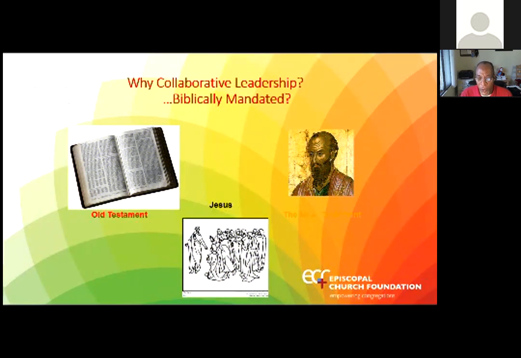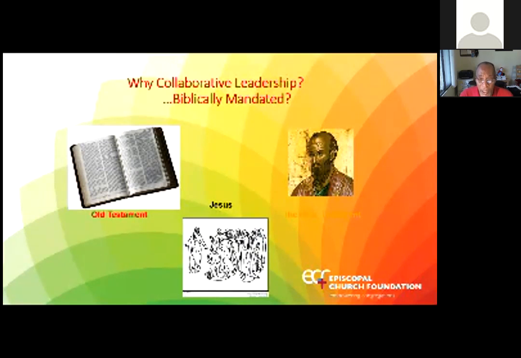We find that in the Old Testament. We see this notion of team ministry in the Gospels, where Jesus sends the disciples out two by two. And of course, we hear this whole call from Paul throughout many of the scriptures and letters that he wrote, calling us into this one baptismal ministry, this shared ministry.